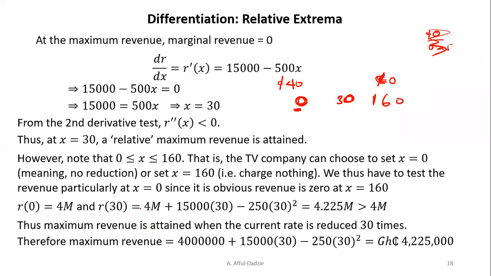So when we substitute 0 into the equation, here we have 4 million. When we substitute 30 into the equation, you have 4.225 million. And when we substitute 160 into the equation, I'm sure we're also going to have something similar. So we have found that the highest possible revenue will come from when we reduce it 30 times, okay? And when x equals 30, you have 4.225 million.